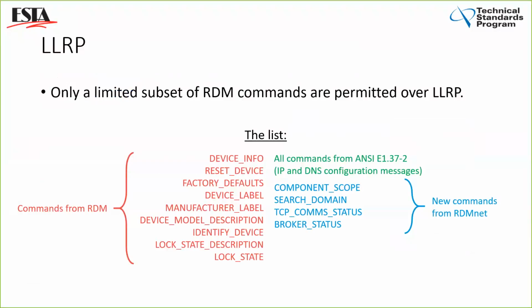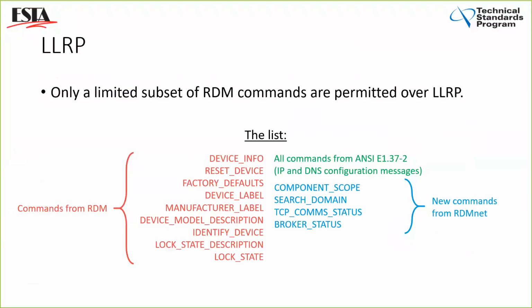It's kind of the last piece of the puzzle to set up an RDMnet system automatically without having to type in a single IP address, basically. Because of that, these are the list of RDM commands that are allowed to be sent. It's just basic commands to get information about a device, to get and set information about its IP settings, and to get and set information about its RDMnet settings.